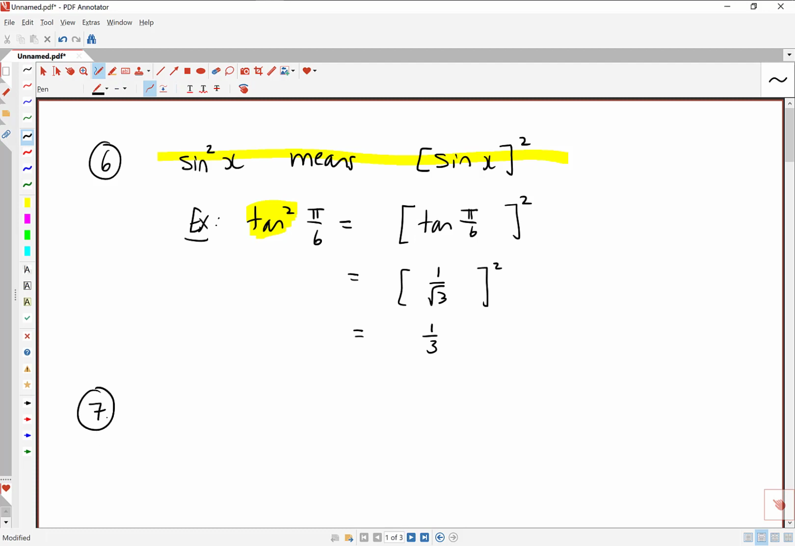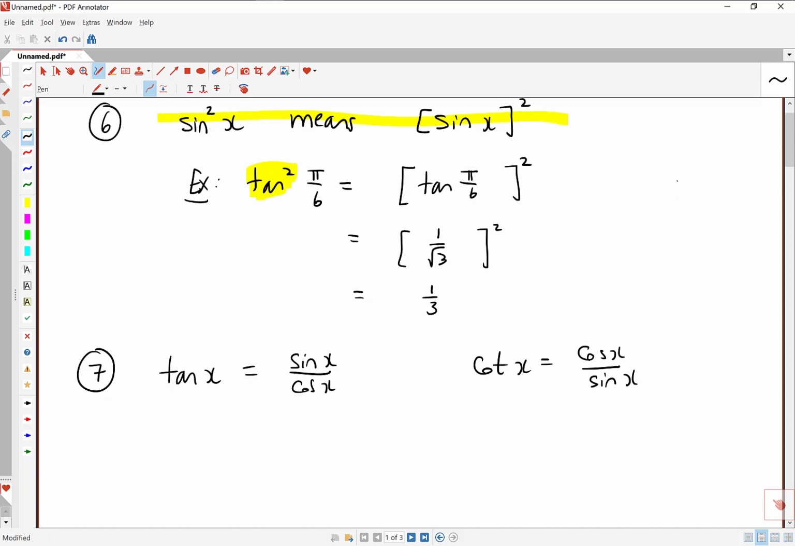Item 7, we want to talk about how to write tan x and cotangent x in terms of sine and cosine. So tan x is sine x over cos x, and cotangent of x is cos x over sine x. So that's important. Occasionally there's some algebra to do with simplifying trig functions, and these are some really handy identities to know.